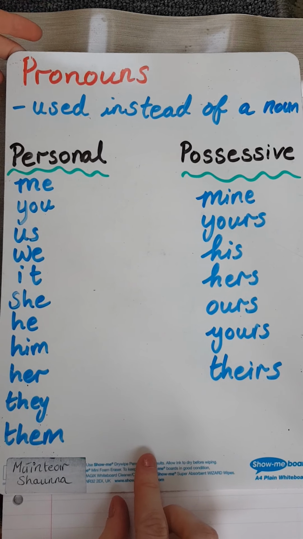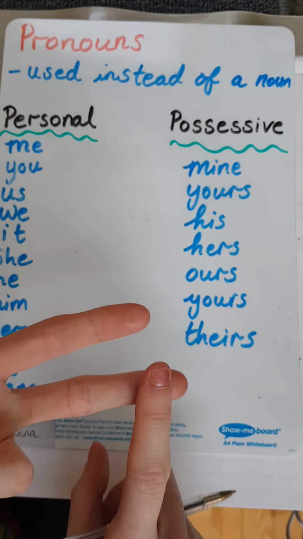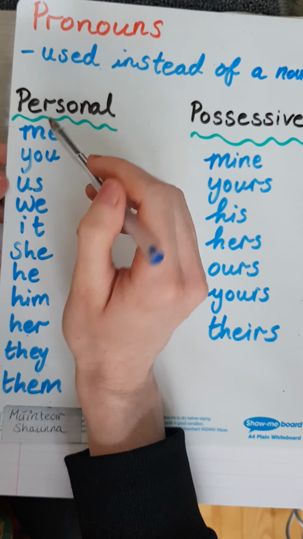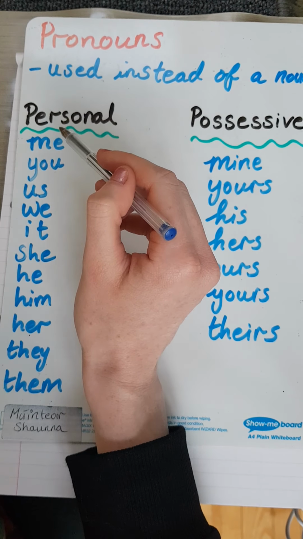Okay? And that is how you change a sentence into one which has pronouns in it. Pronouns are used instead of a noun, so it could be someone's name, it could be a thing like a purse, it could be an animal, it could be an occasion, that kind of thing. Personal are the ones that you use when you're talking about the thing itself or the person. So if I had a sentence that said the dog barked very loud, I mightn't know what gender the dog is, so I would say it barked very loud, okay?